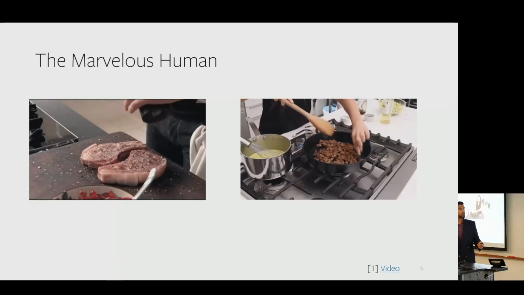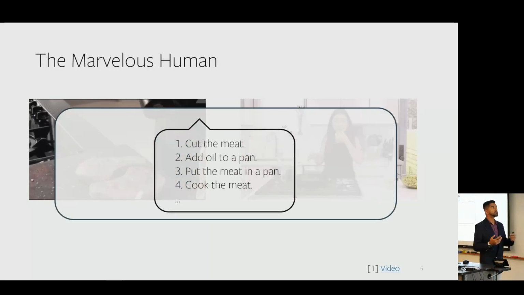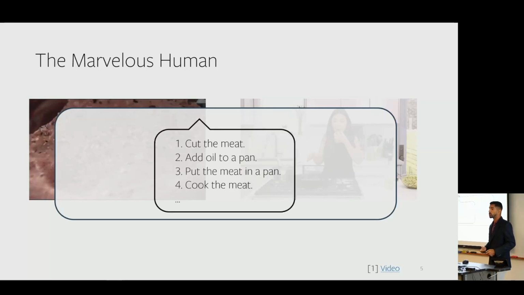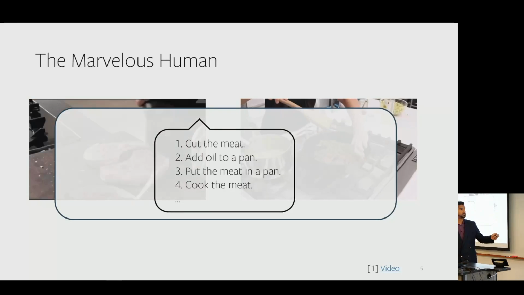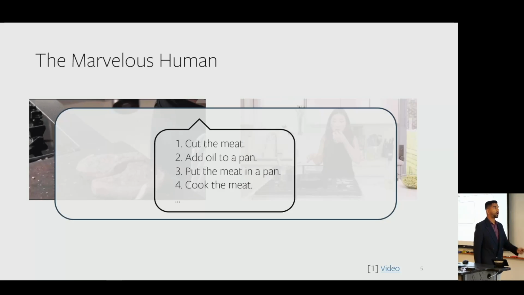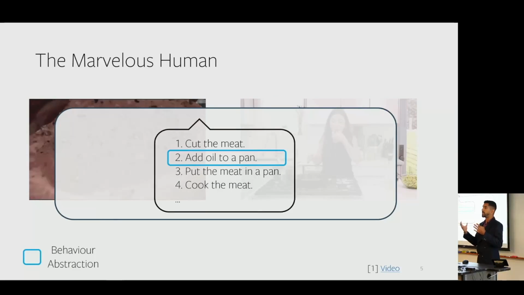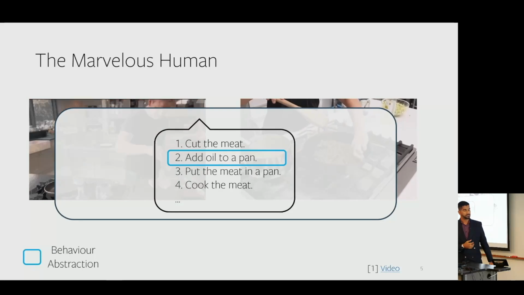In the cooking example, this looks something like this. There's a sequence of steps or behaviors or skills that a person will execute in order to cook this dish. And this might look something like cutting the meat or adding oil to a pan and putting meat in a pan and so forth. And people inherently reason over these behavioral abstractions of each of these steps.